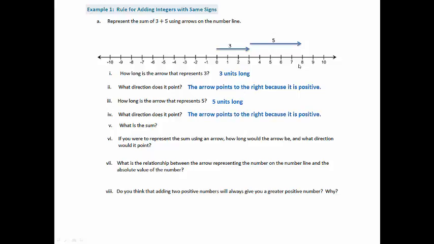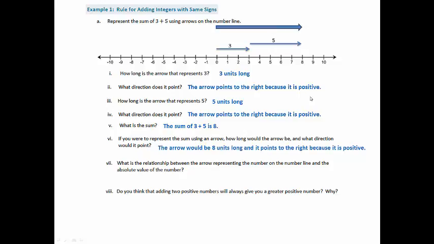The sum of these two numbers is 8. We can see that this would be an arrow from 0 to 8 units long and to the right. If we want to know what the relationship is between the arrow representing the number on the number line and the absolute value of the number, we can see that they are the same. The arrow's length is the same as the absolute value of 8.